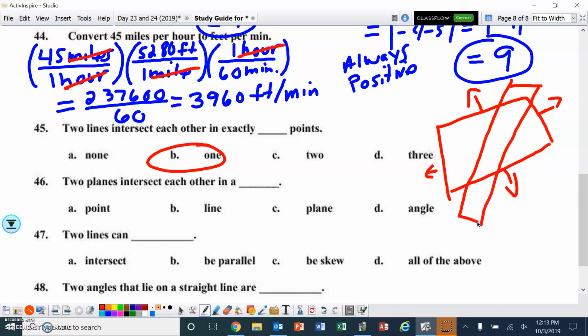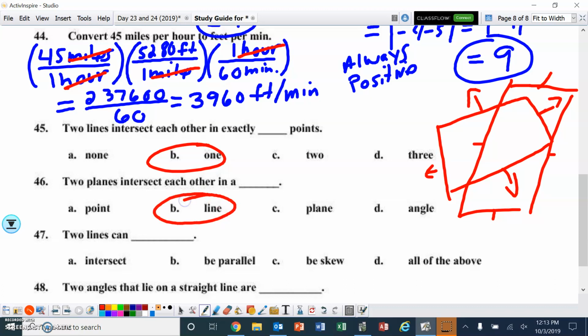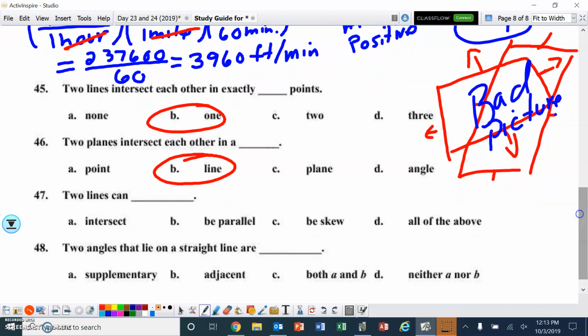So where it intersects, okay, let me redo that a little bit. You've got to imagine that it's like sideways. One is vertical, one is horizontal. So they intersect each other. Okay, well, that's going to form a line. When two planes intersect each other, that's going to form a line. Okay, my drawing, that is a bad picture. You're going to have to try to use your imagination on that. Think about two pieces of paper that go on forever that intersect each other.